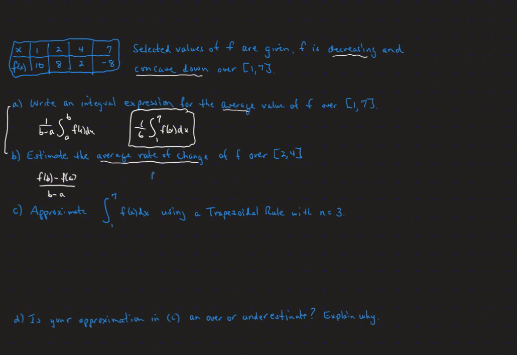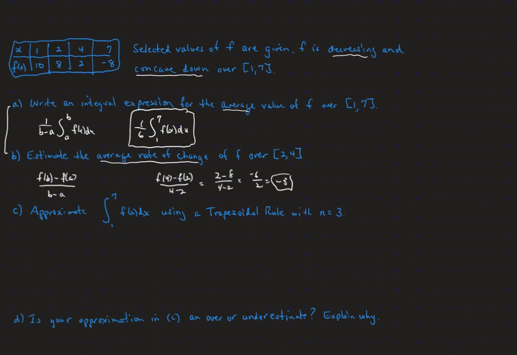So what we can do here is f of 4 minus f of 2 all over 4 minus 2. That's our average rate of change. And this could be used to approximate the instantaneous rate of change at 3, since we don't know the instantaneous rate of change at 3. So f of 4 is 2, and f of 2 is 8, and 4 minus 2, so that's going to be negative 6 over 2, which is negative 3. So there's our answer to the average rate of change.